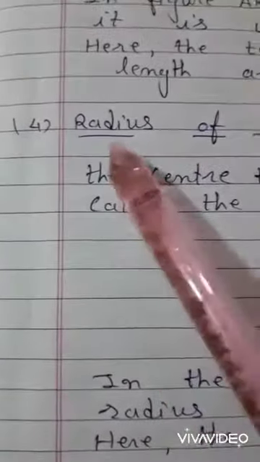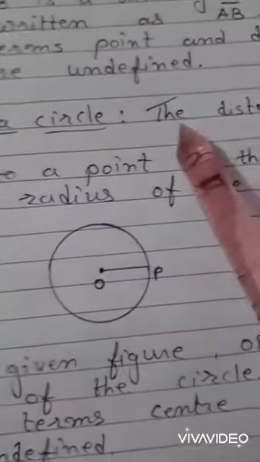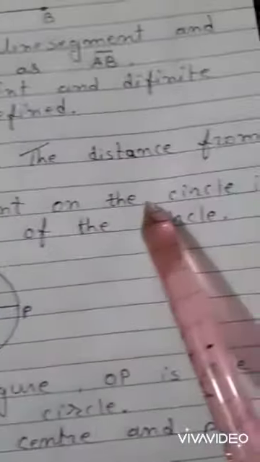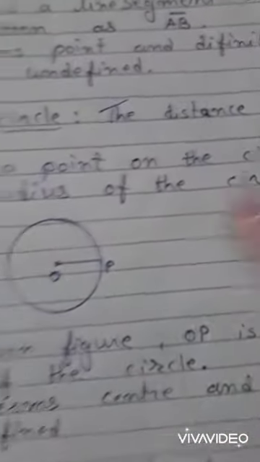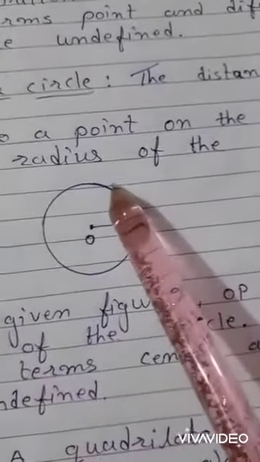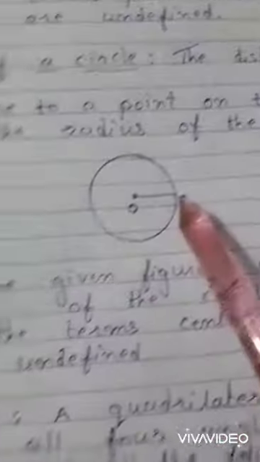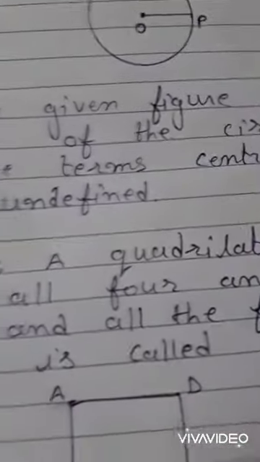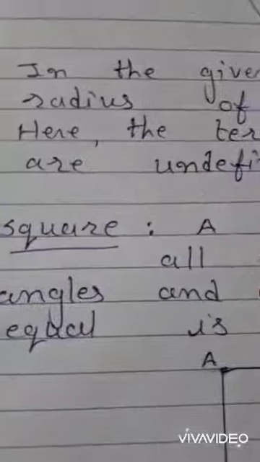Now the fourth one is radius of a circle. The distance from the center to a point on the circle is called the radius of the circle. You see here, this is a circle. O is the center of the circle, and P is a point on the circle. So OP is a radius. In the given figure, OP is the radius of the circle. Here the terms center and point are undefined.